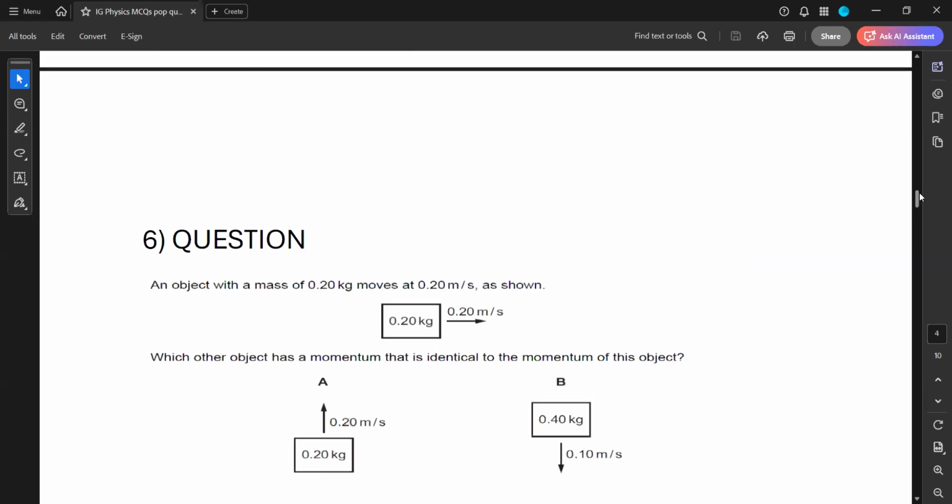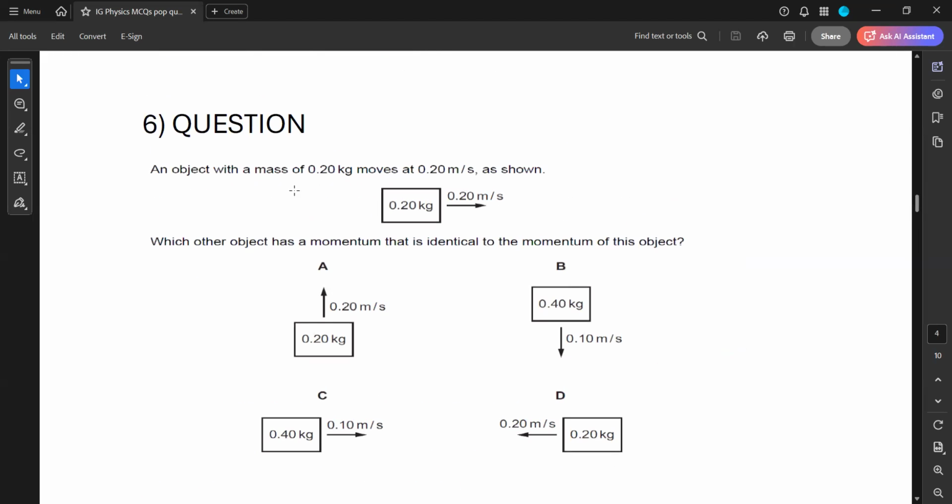Then we have question 6. Any doubt in question 6? The question was, which object has a momentum that is identical? Because momentum is a vector quantity, identical momentum means it should be in the same direction as well. So if this is moving towards the right, the other should also be towards the right. So which is toward the right hand side? C is also towards the right hand side, and it has the same magnitude, the same value.